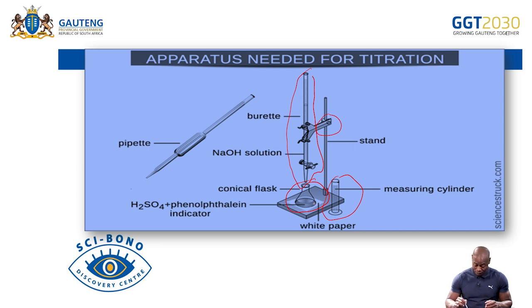So this is a burette, this is a conical flask or an Erlenmeyer flask. We have a measuring cylinder there, you have a retort stand with a clamp there. We have a pipette, so we can either use a pipette or a measuring cylinder to measure the volume of a solution. So these are important apparatus that we need to perform a titration experiment. Basically, we perform titration to determine the concentration of an unknown solution.